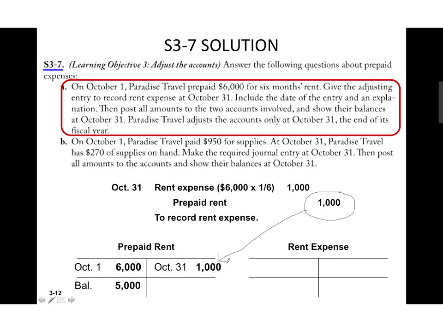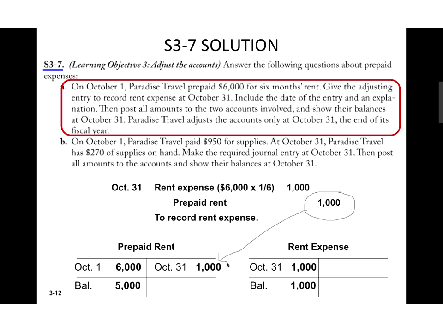We still have to post rent expense. Rent expense, we're going to post the $1,000 down. There is no beginning balance of rent expense. So we just have $1,000 and then the balance is $1,000. We don't actually have to write the balance in there, but we're just doing it to be consistent. So that is entry A. That's the adjusting entry and that's posting those amounts to the accounts.